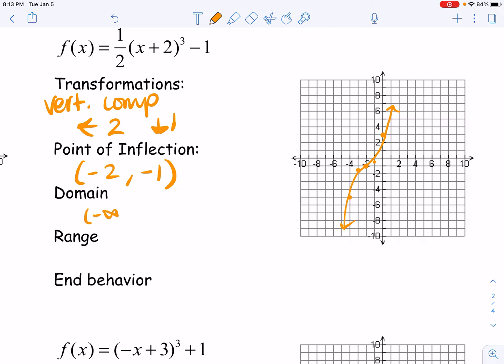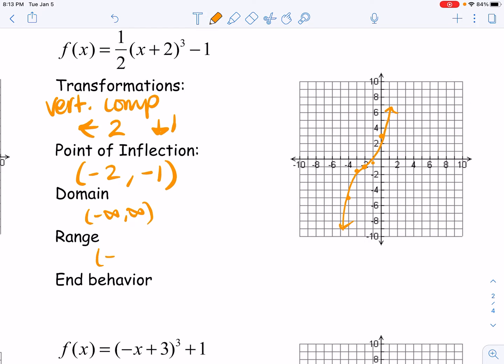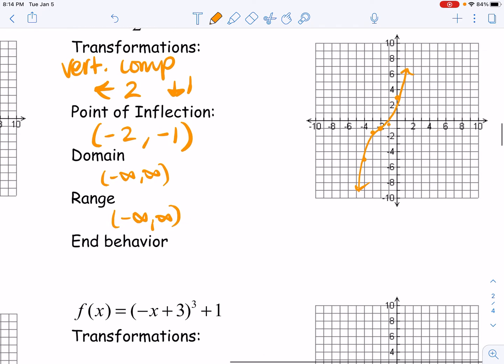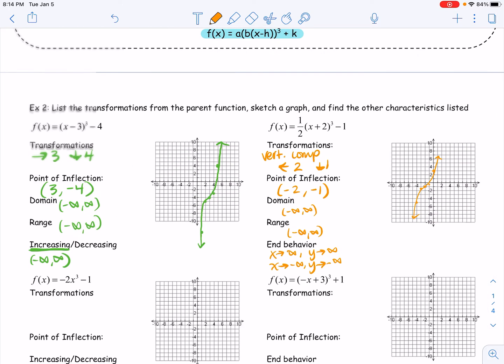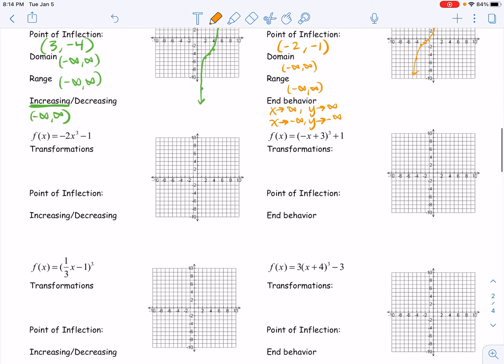Notice my domain is still negative infinity, positive infinity, and my range is still negative infinity, positive infinity. Think about if that's ever going to change. And if you want, pause the video and think about some different scenarios. End behavior here: as x approaches positive infinity, y is also approaching positive infinity. As x approaches negative infinity, y is also approaching negative infinity. All right, let's try it again.